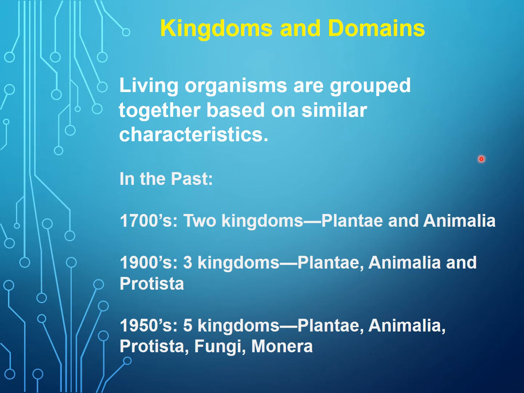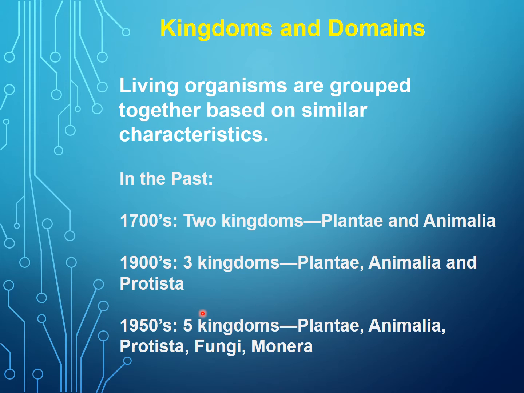Just a little bit of history about how we came up with the kingdoms. So again, Linnaeus was around back in the 1700s. Now in the 1700s, things were pretty simple. There were only 2 kingdoms. If you moved, you were an animal. If you didn't move, you were a plant. Pretty simple. In the 1900s, we have better microscopes.